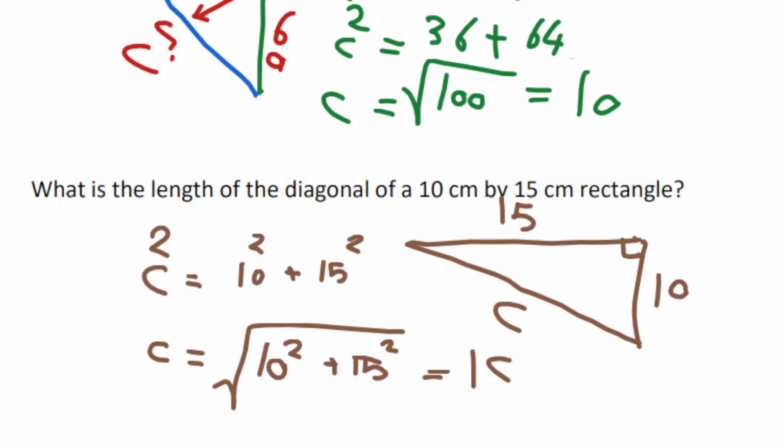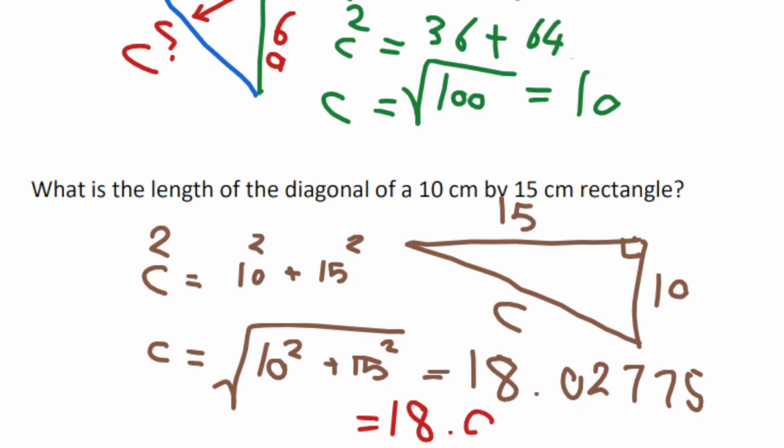So it's 18.02775. If the question says give your answer to 2 decimal places, it's 18.03, isn't it? Because this is 2 and the next number is more than 5, so we round the 2 up to be 3. How was it? Did you get this question?